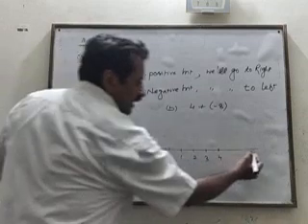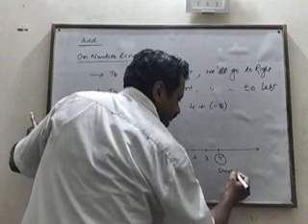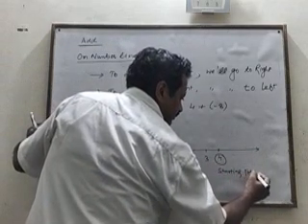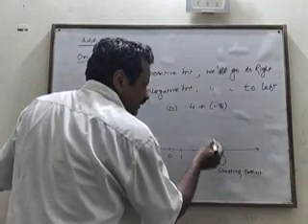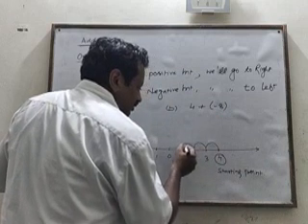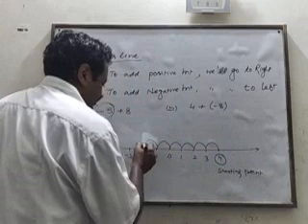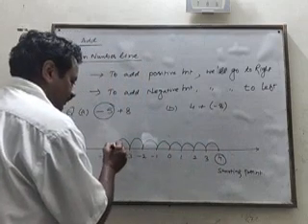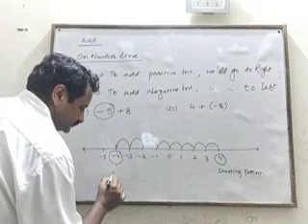This is my number line. This is the starting point. And go step by step, 8 times to the left: 1, 2, 3, 4, 5, 6, 7, 8. So this is my answer.